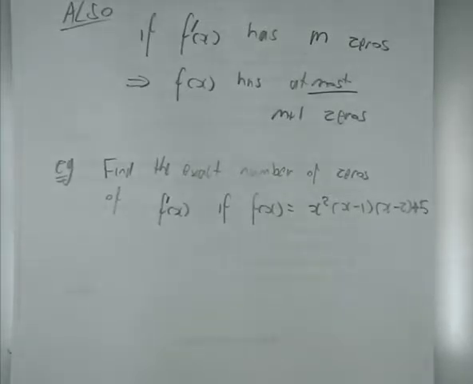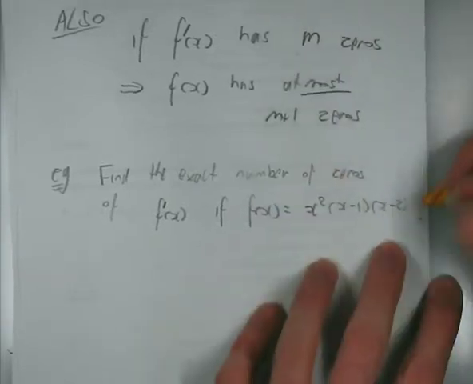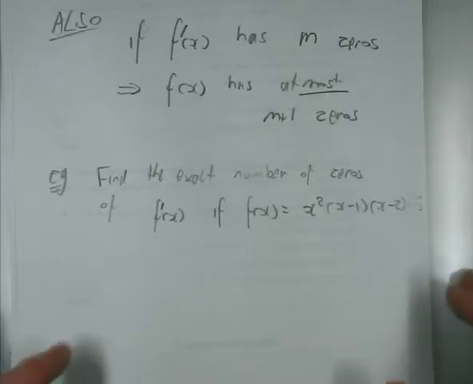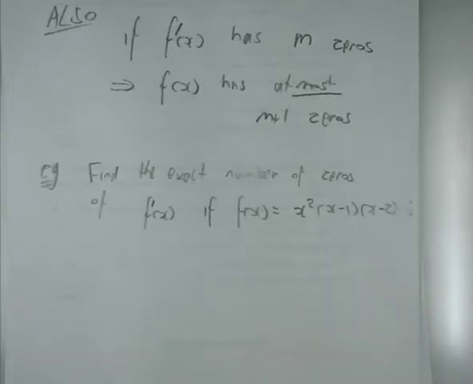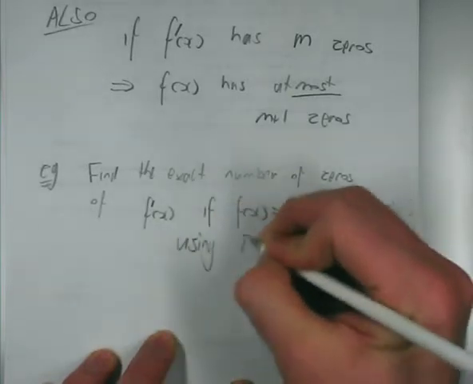Okay. So find the exact number of zeros of f dashed of x if f of x is equal to x squared times x minus 1 times x minus 2. Maybe I'll just leave it without plus 5, just to make it less complicated, because that's probably what they'll do in the exam too. Note that I haven't been asked about the zeros of f, I've been asked about the zeros of f dashed, and usually it would say using Rolle's theorem.